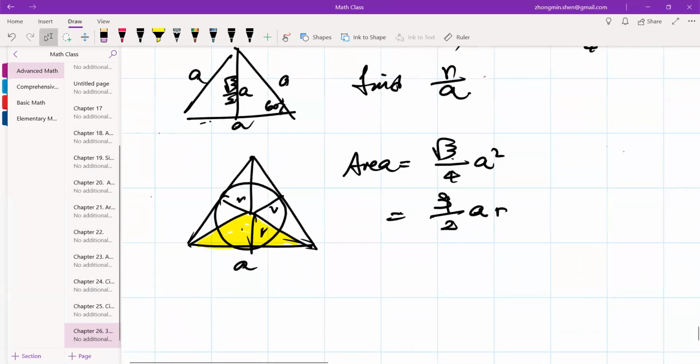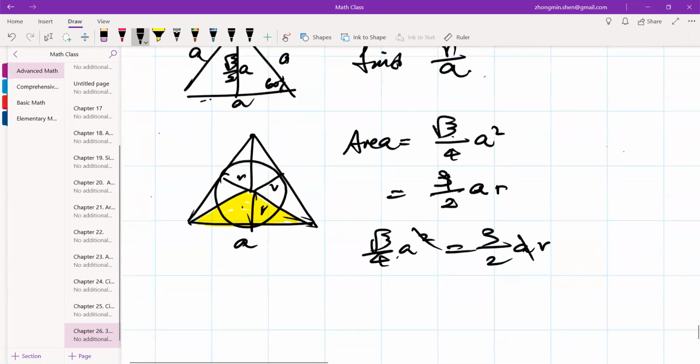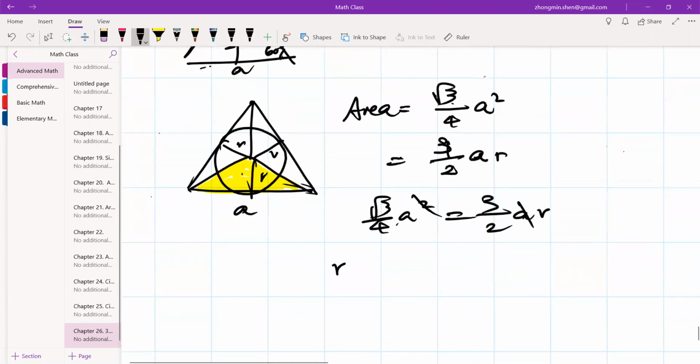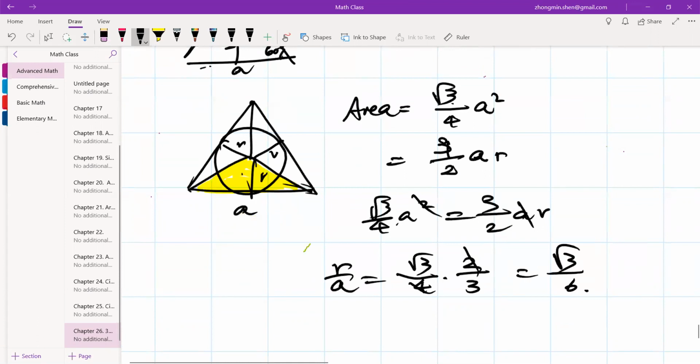Then you get the identity: square root of 3 over 4 A squared equals 3 over 2 A times R. So cancel A. I get R over A is going to be square root of 3 over 2, and the 2 over 3 cancel, so square root of 3 over 6. So R over A is the square root of 3 over 6.